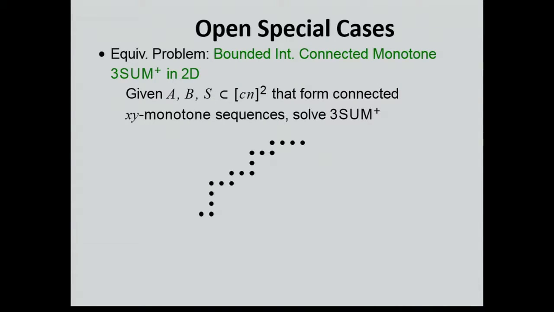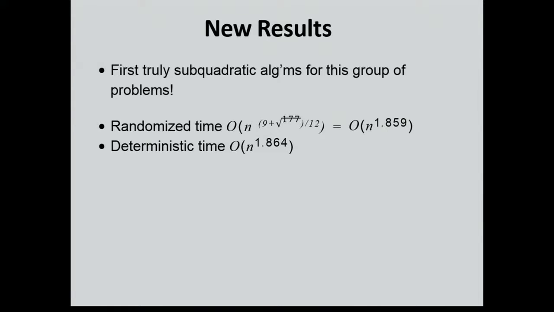Another equivalent problem is the bounded integer connected monotone 3SUM, a 2D version, where you're looking at dots in 2D, and your values are organized in a 2D fashion. So I want to show that all these problems can be solved better than what was previously known: instead of an n-squared solution, an n to the 1.859 randomized or a deterministic n to the 1.864.